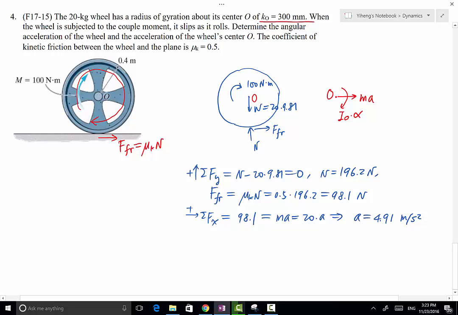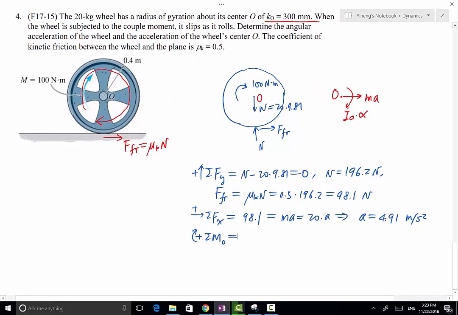Lastly, we're going to summarize the moment about point O. So let's say clockwise is positive, because we can tell that the wheel is rolling clockwise. So we have the positive 100 Newton meter couple moment, and then the frictional force is creating counterclockwise moment about point O. So minus 98.1 multiplied by the moment arm. The moment arm is the radius of the wheel, which is 0.4 meter.